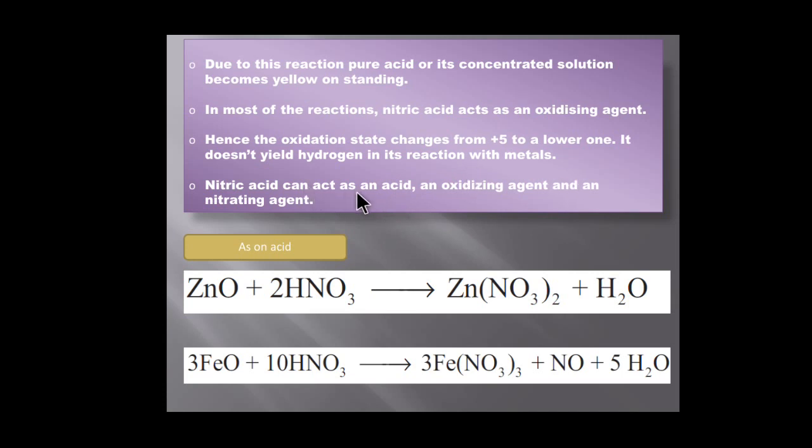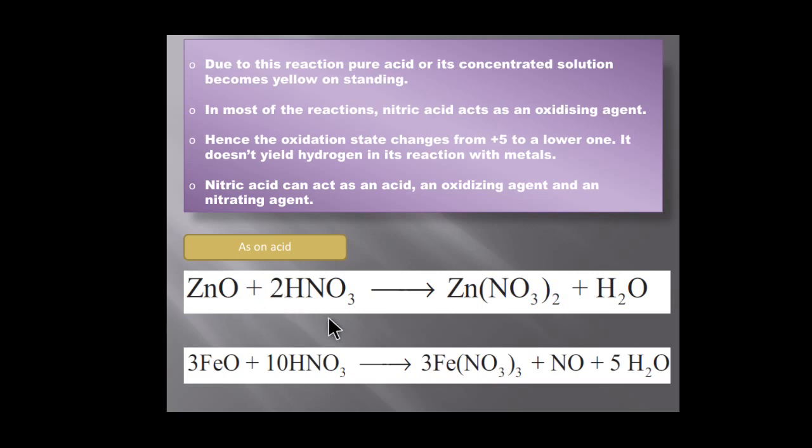Nitric acid can act as an acid, an oxidizing agent, and a nitrating agent. Is it clear? It can act as an oxidizing agent, a nitrating agent, and also an acid. For example, as an acid, we are going to explain how it acts. With metal oxides, is it clear? Like other acids, it reacts with basic oxides to form salt and water.